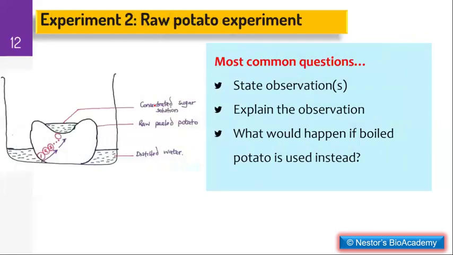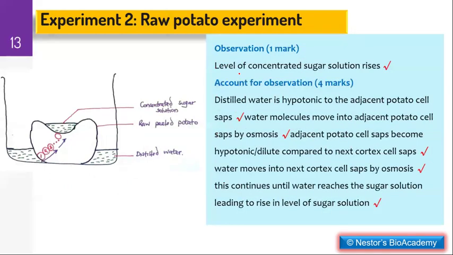So coming back here, we can also ask you to explain what will happen if we were to use a boiled potato instead of the raw one. That's a very common question also you're likely to meet here. So what would be the observation made here? The observation made here would be that the level of concentrated sugar solution will rise, or there will be an increase in the amount of the concentrated sugar solution, 1 mark.